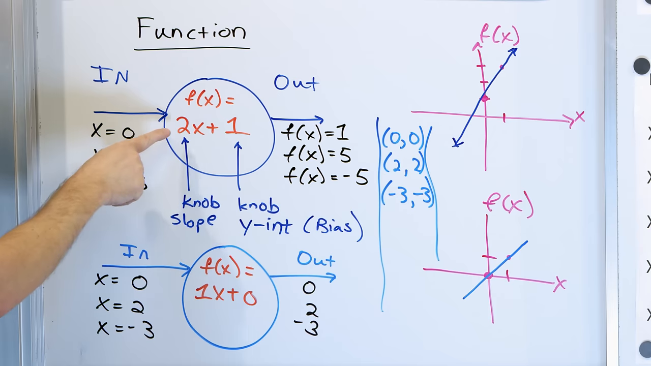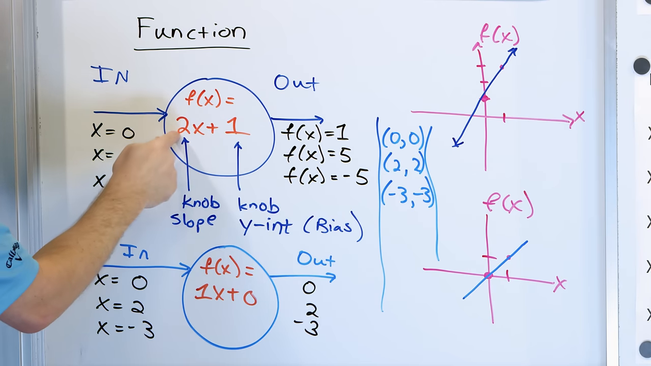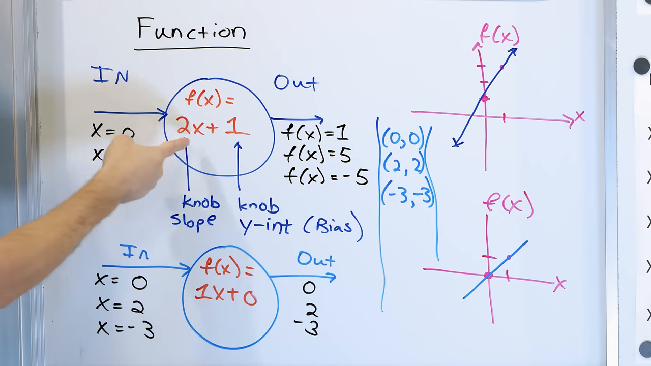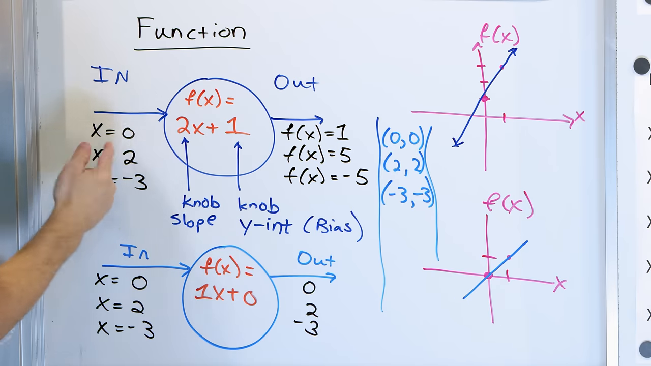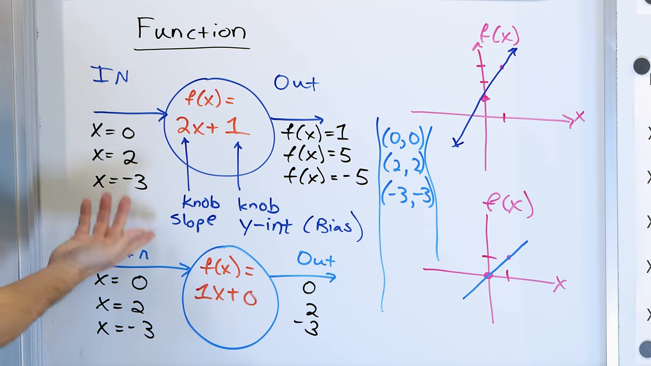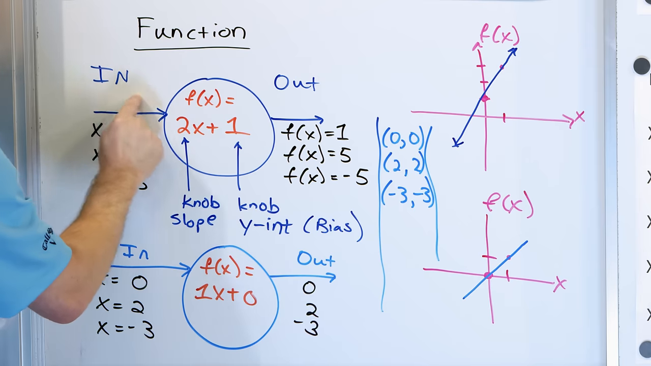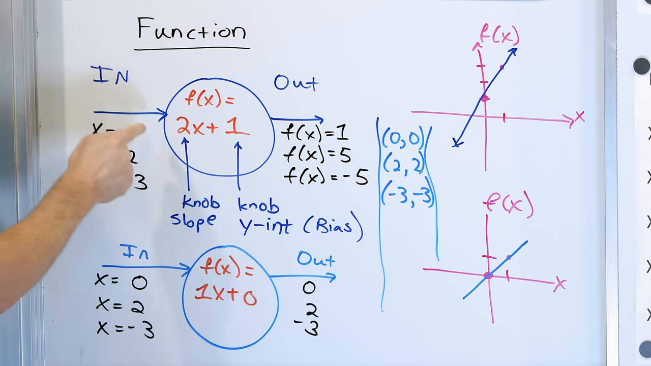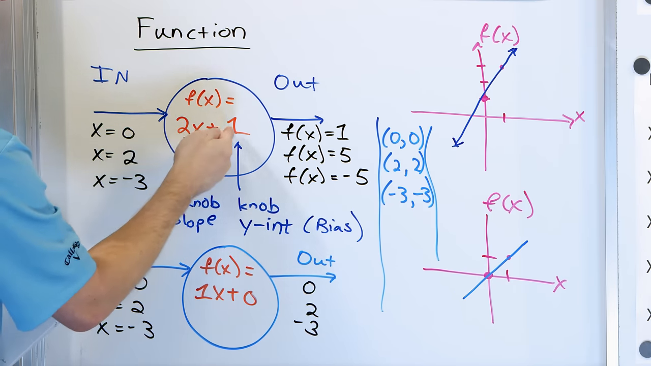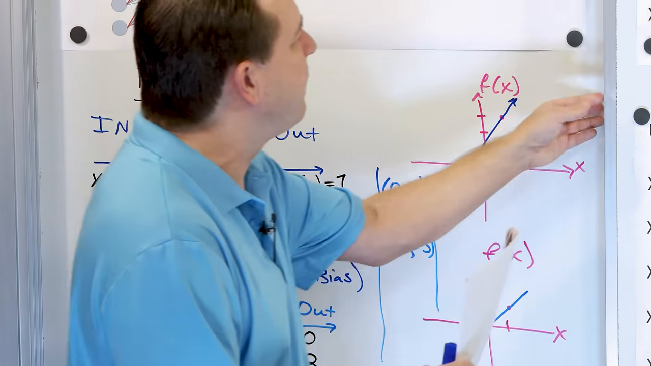This is a generalization of this. Notice that that's what this function did. It was something times an input value, but there was only one input value. I mean, I've listed three different numbers here, but there's still only one particular input coming into it.